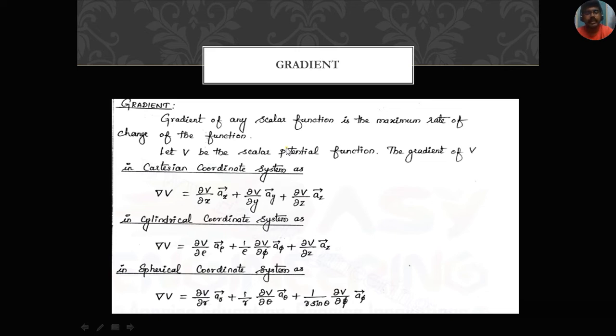In cylindrical coordinate system, del V is equal to ∂V/∂ρ into Aρ plus 1/ρ into ∂V/∂φ into Aφ vector plus ∂V/∂z into Az vector.